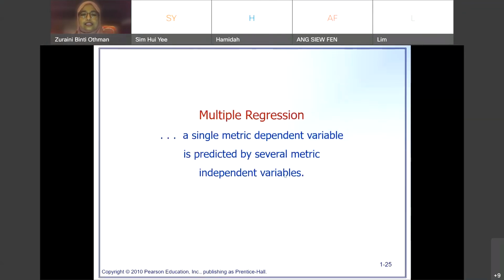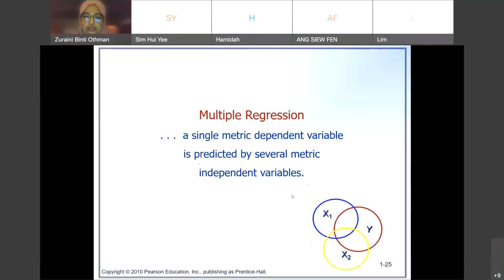Okay, and this is the explanation about multiple regression. What is multiple regression? Okay, this is quite an overview. A single metric dependent variable is predicted by several metric independent variables. It is a single one, predicted by several metric independent variables.